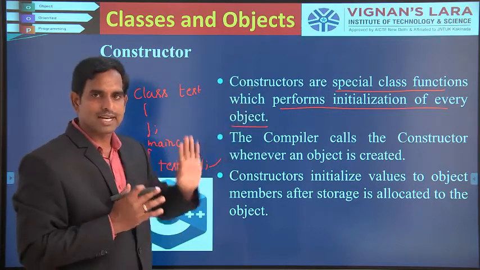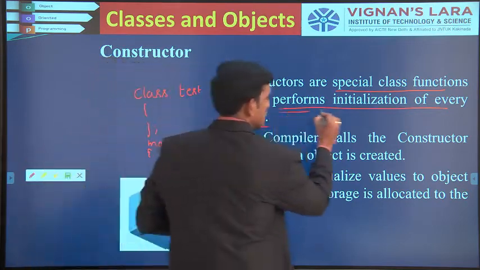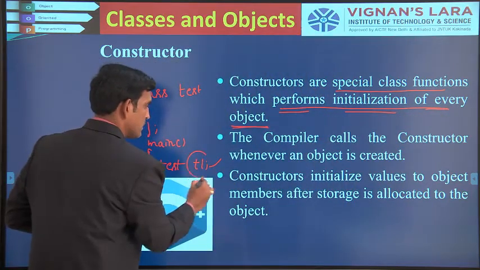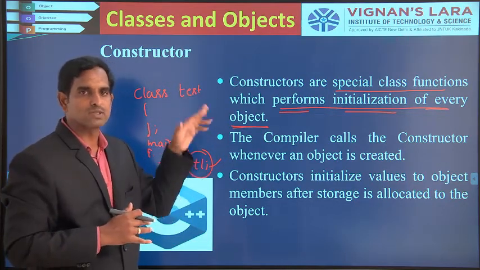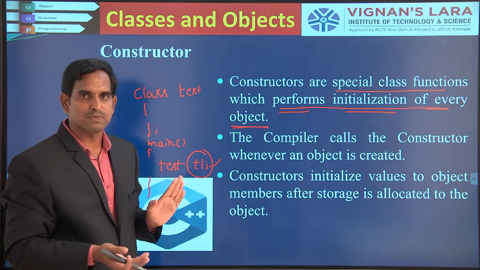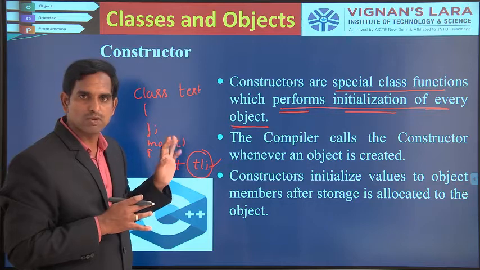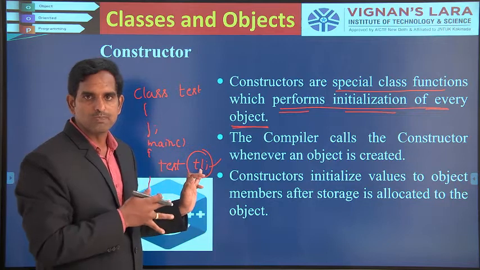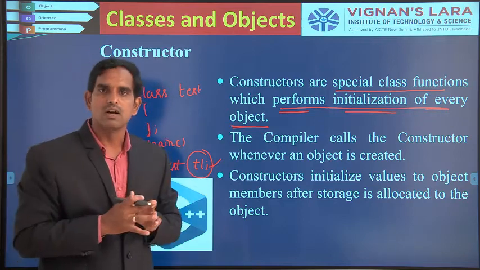But you have to know that a constructor is a special class function that performs the initialization of every object. Each and every object will have an associated constructor. That constructor will initialize these objects. Initialize means giving values to the object. As I told you, your class doesn't have any memory, your objects will have memory. So what values you give inside that memory is called initialization. That initialization will be done by your constructor.